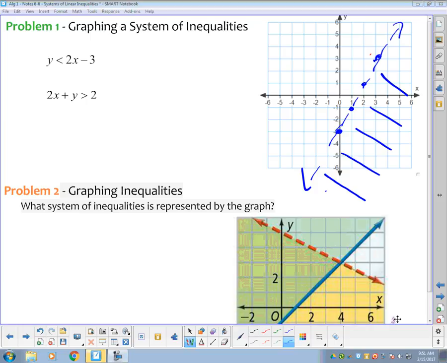And then this one, here's where the difficulties come in. Before I can graph this, what do I have to do? Yeah, make it in y equals mx plus b form, right? So subtract 2x. So subtract 2x from each side, please.